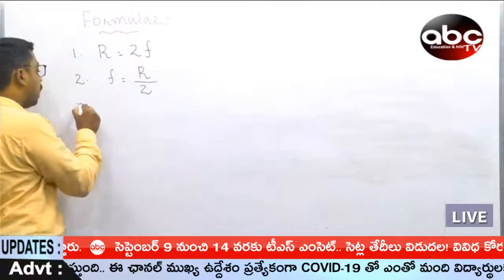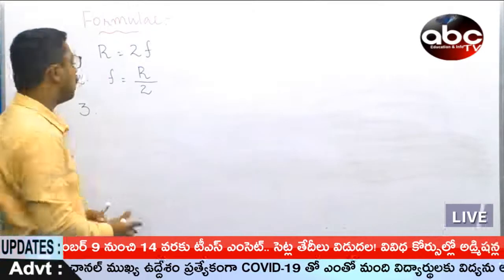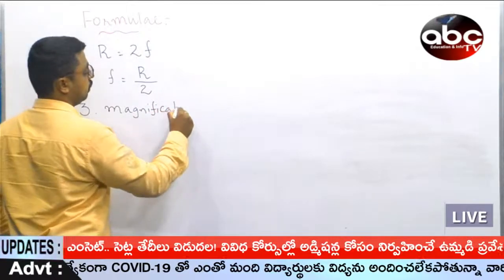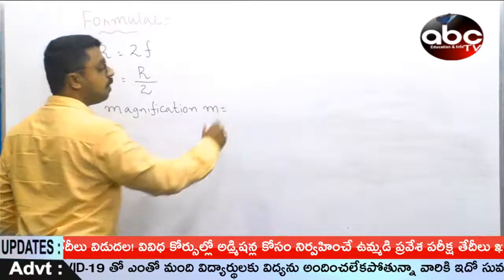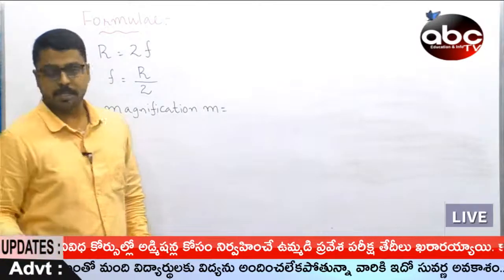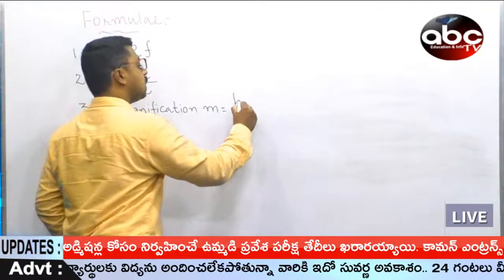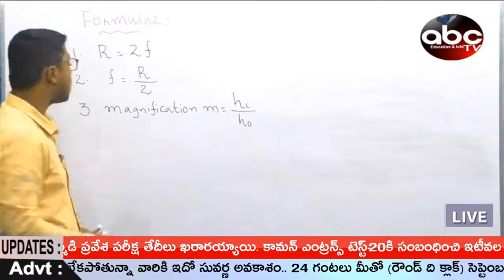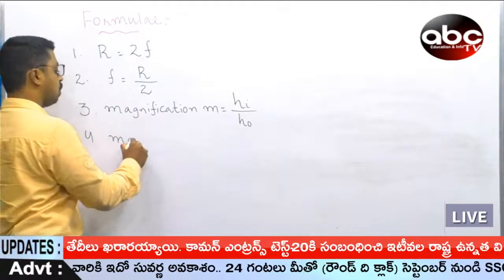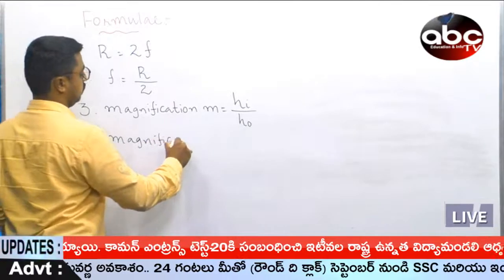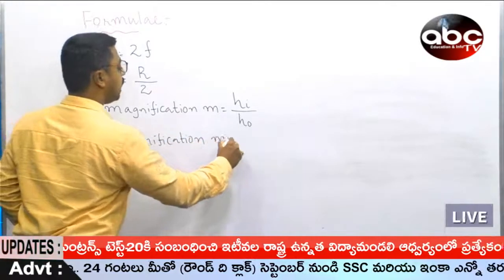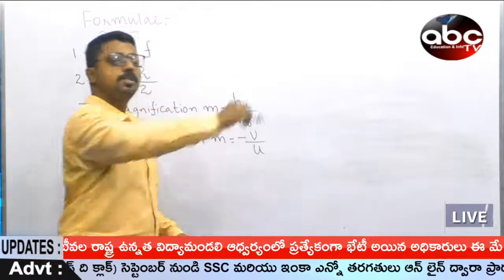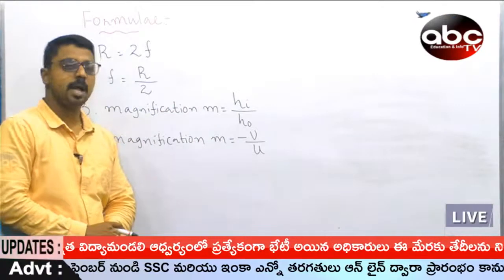ఇక థర్డ్ ఫార్ములా వచ్చేటప్పటికి we discuss about magnification. Magnification power or magnification, you can use both the words. M is equal to, you can conclude a statement, height of image by height of object. At the same time, you have another formula also for this. Magnification M is equal to minus of image distance by object distance.